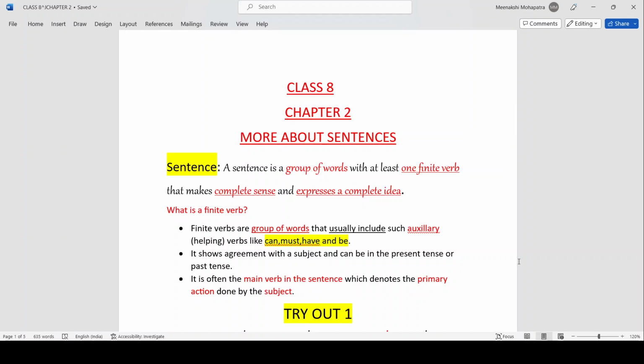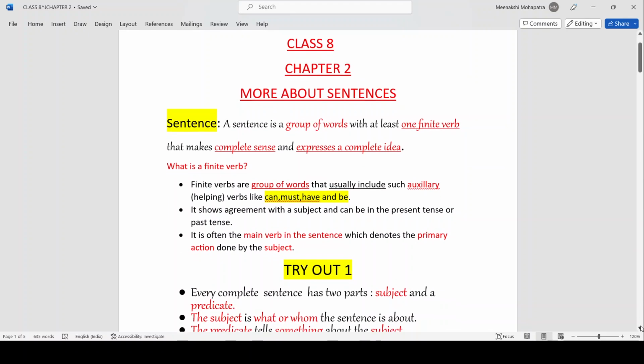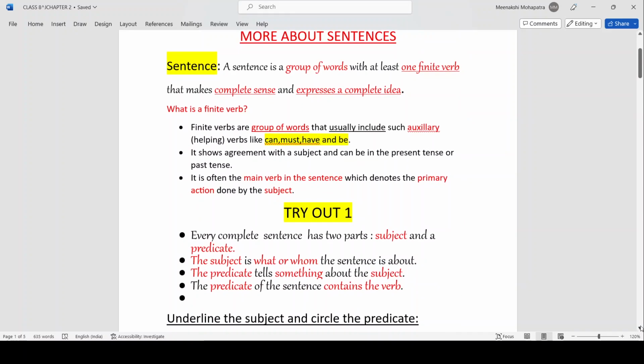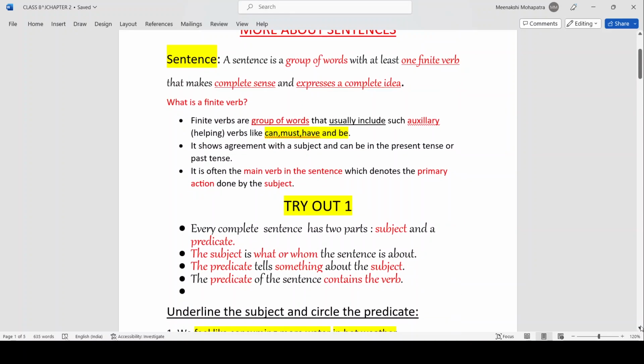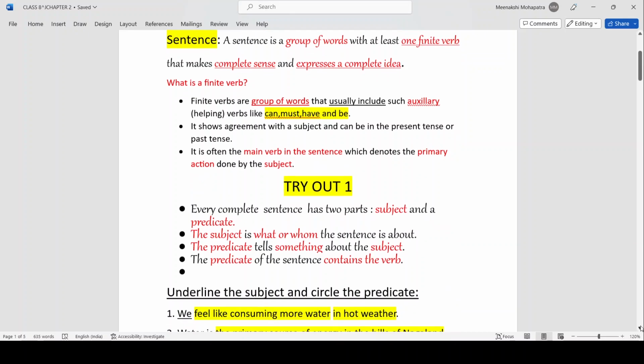A sentence is a group of words with at least one finite verb that makes complete sense and expresses a complete idea. What is a finite verb? Finite verbs are a group of words that usually include auxiliary helping verbs like can, must, have, and be. It shows agreement with the subject and can be in the present tense or past tense. It is often the main verb in the sentence, which denotes the primary action done by the subject.